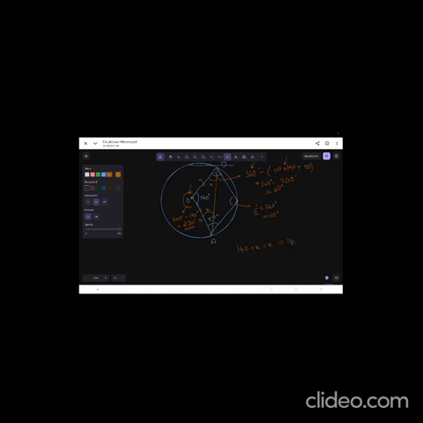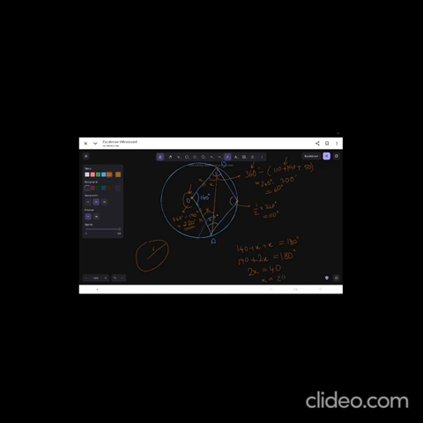plus x equals 180 degree. Okay, so how does it become a radius? Anything from the center will be a radius. That's why it is a radius. So it will be 140 plus 2x equals 180, and 2x equals 40, and x equals 20.